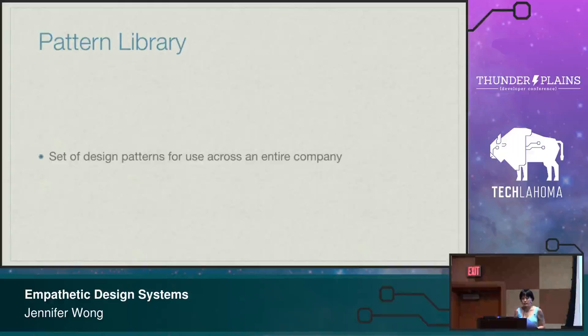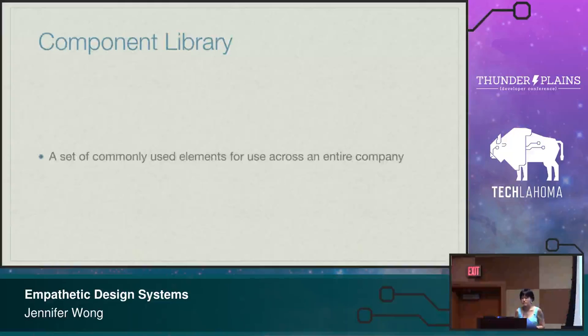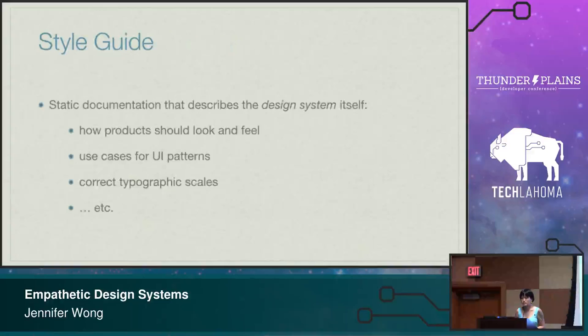So a pattern library is a set of design patterns for use across an entire company. A component library is a set of commonly used elements across an entire company as well. And a style guide is static documentation that describes the design system itself. So it talks about how products should look and feel, use cases for the UI patterns that we described earlier, correct typographic scales, etc.